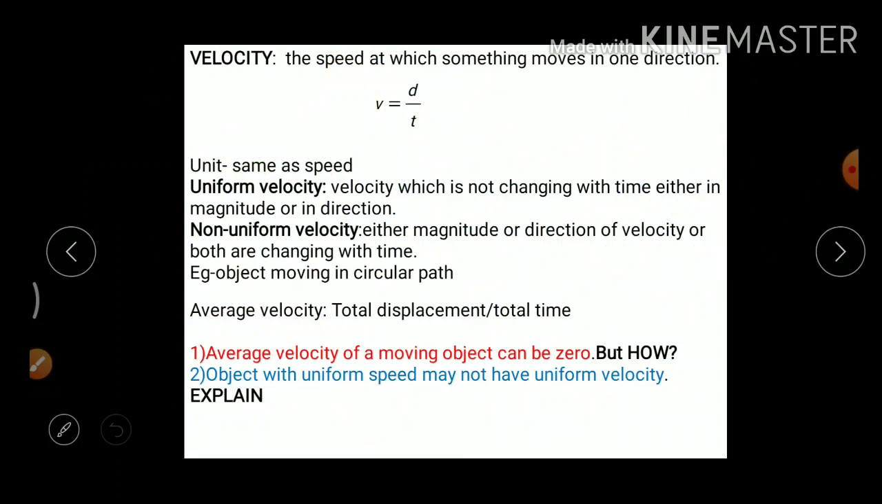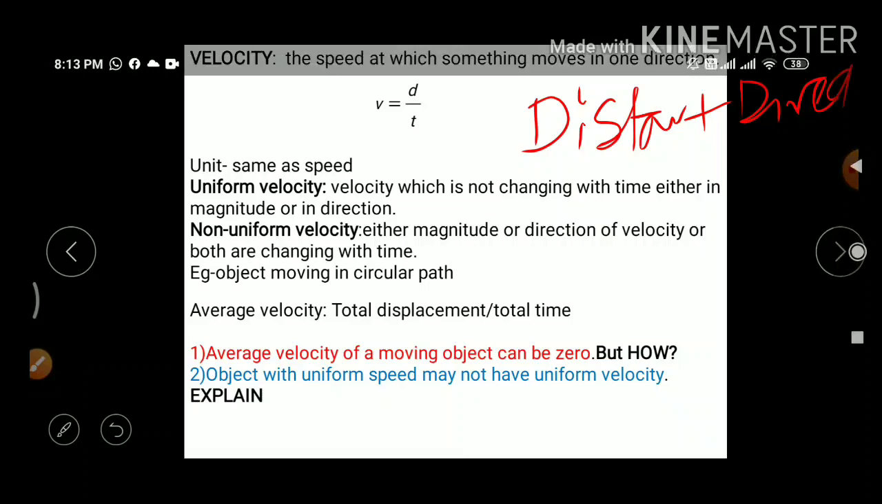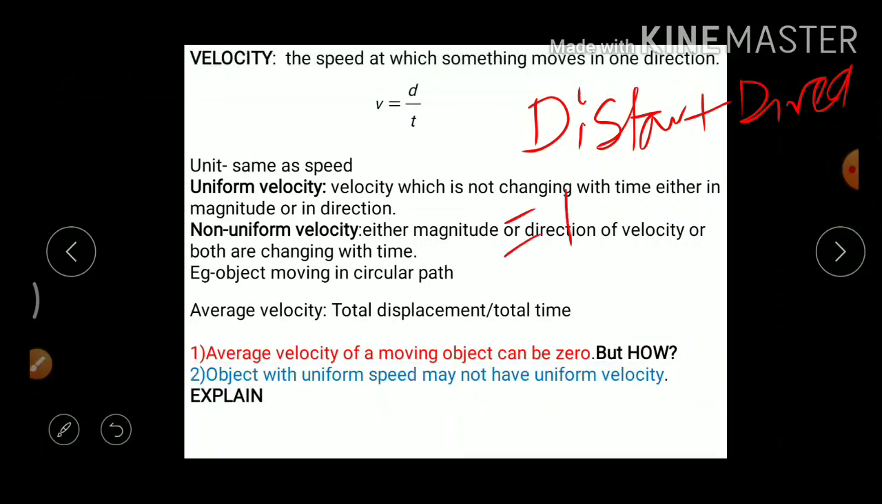So now velocity is just speed with some direction, or with one direction. This is known as velocity. That means when distance comes with direction, then it is displacement. So in velocity, the particle covers some displacement, that means some distance in some direction.